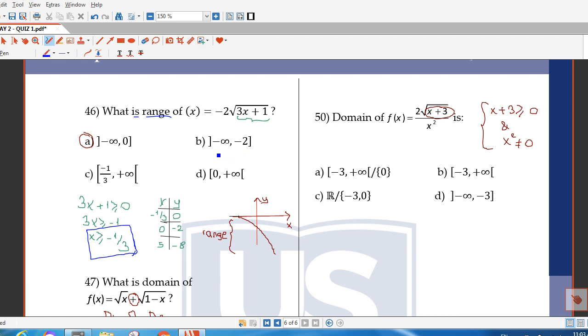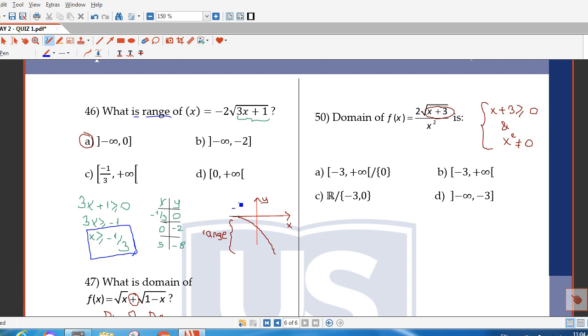I know that it will be a curve. I can use some values, some points, like point plotting. Instead of x, if I write -1/3, it will be 0, and 0 times a number is 0. If I write 0, 1 times -2 is -2. I don't want to deal with numbers that I don't know, so I prefer writing 5: 15 plus 1 is 16, root of 16 is 4, times -2 is -8.